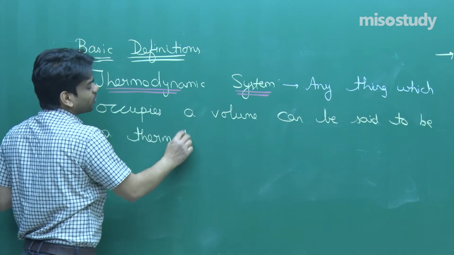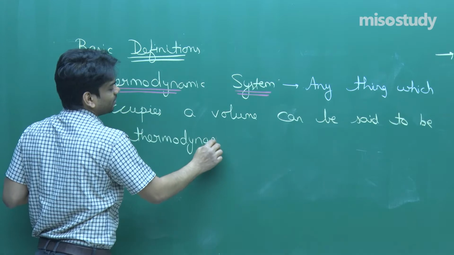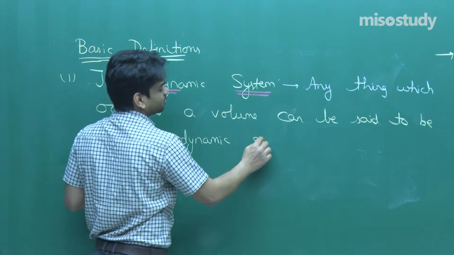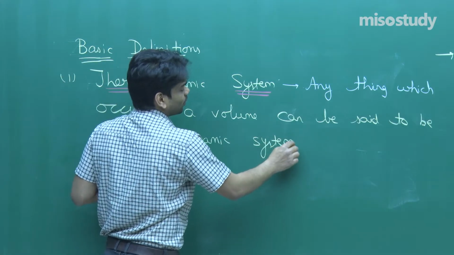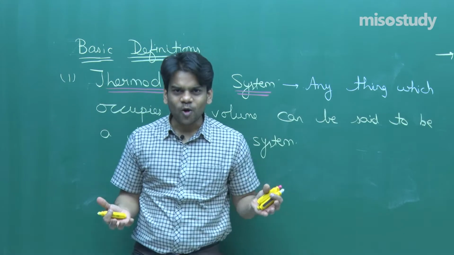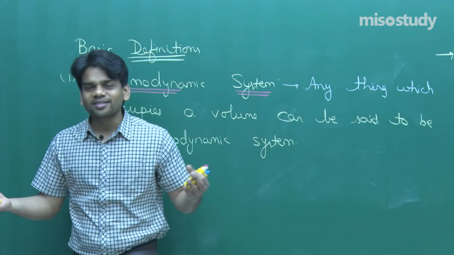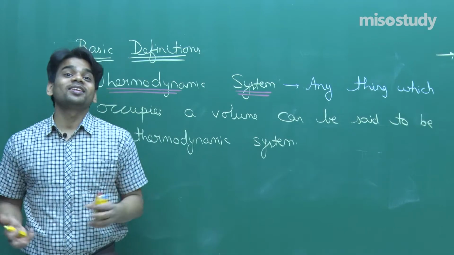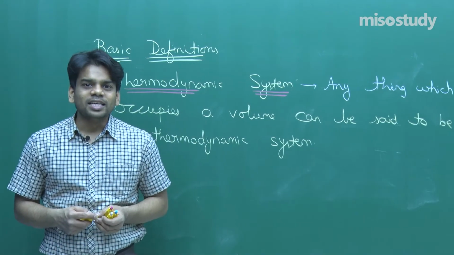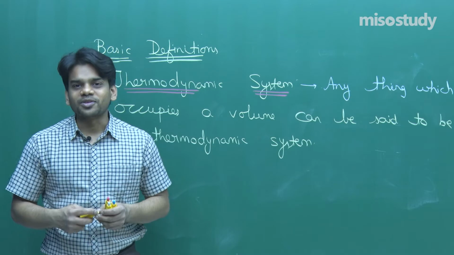Now, what kind of system in this chapter will we be taking to be a thermodynamic system? You may be thinking that a solid occupies some volume. Is that a thermodynamic system? Yes, that's a thermodynamic system. A liquid that occupies some volume, is that a thermodynamic system? Yes, that is also a thermodynamic system.